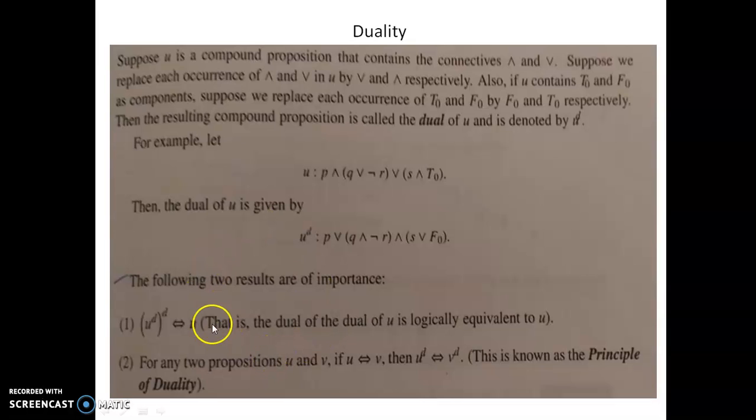The following results are also important while solving the problem. U raised to double d is always u itself. That is, dual of dual of u is logically equivalent to u. It is like negation of negation of p is equal to p. In the same manner, double dual is the same. If any two propositions u and v, if u is equivalent to v, then u raised to d is also equivalent to v raised to d. This principle is known as the principle of duality.